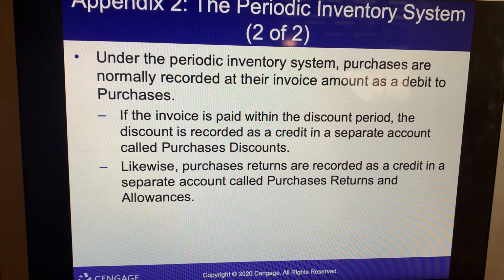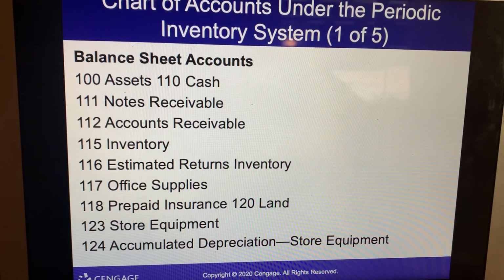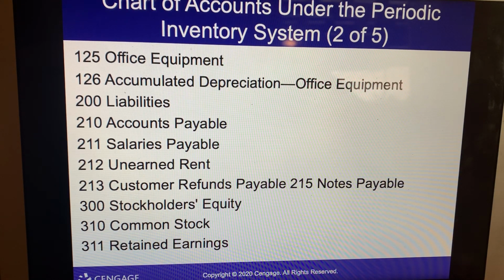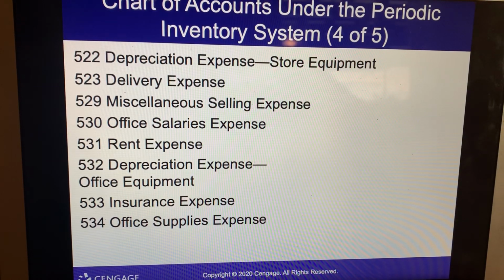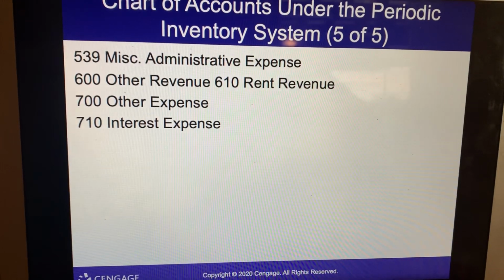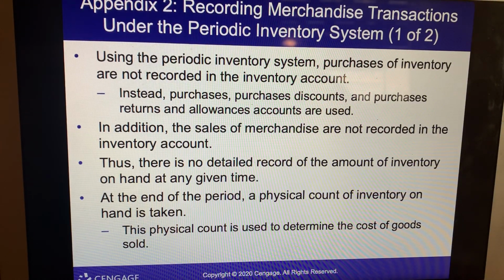And let's see. So here's a chart of accounts under the periodic. Very similar, just 100 though. Okay. And then here the periodic under office equipment all the way down to retained earnings, dividends, income statement accounts, and then depreciation all the way down to, these are all expenses, and then more expenses. Okay, recording merchandise transactions under periodic inventory system.